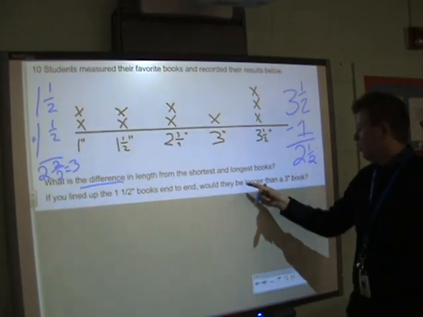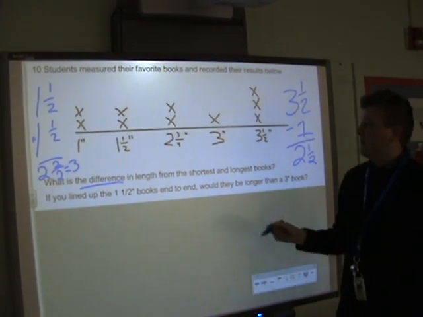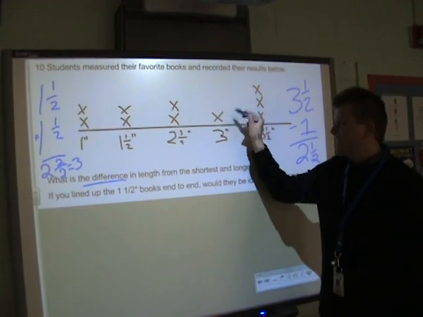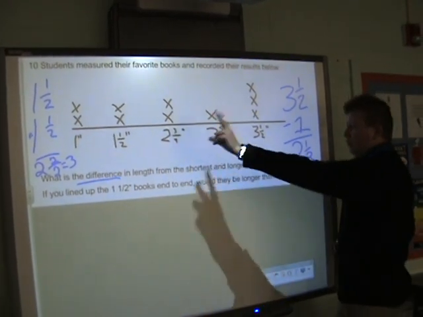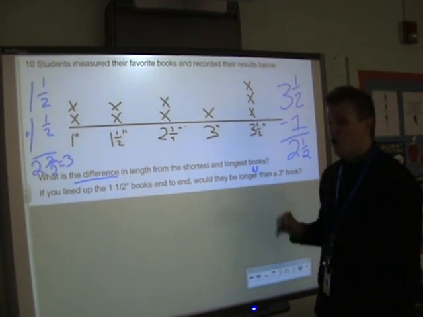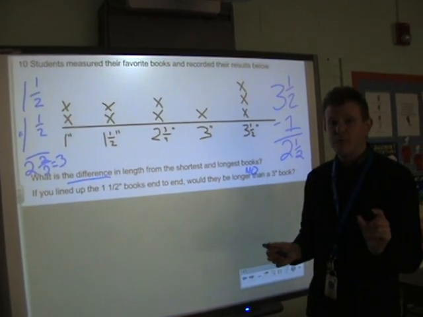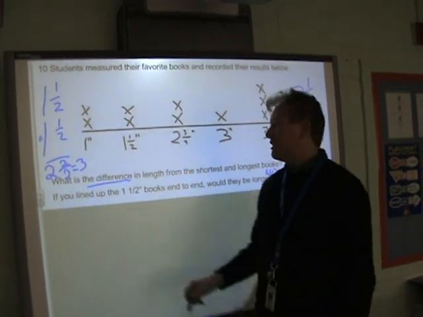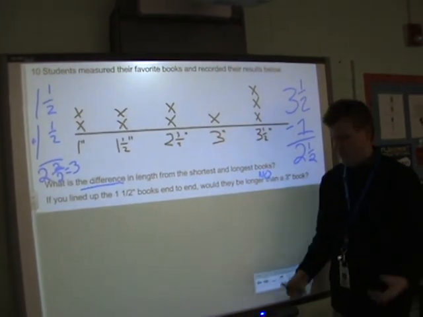3 inches. Would they be longer than a 3-inch book? I don't even need to see how many kids have the 3-inch book. It's just asking you, would those 2 books be longer than a 3-inch book? No, they wouldn't be longer. They'd be the exact same amount. 1.5 plus 1.5 is 3. Is that longer than 3? No, it is 3.